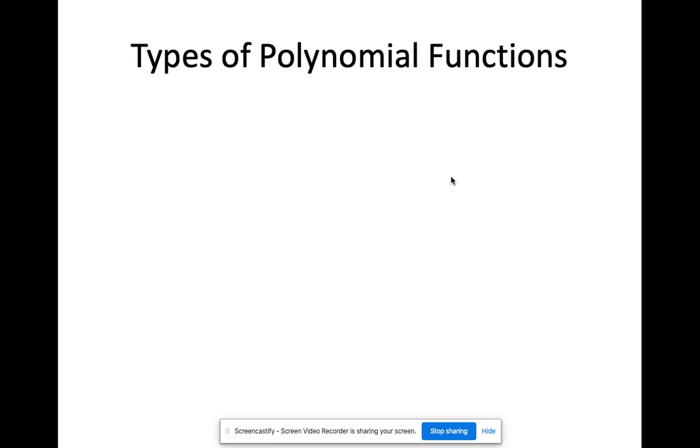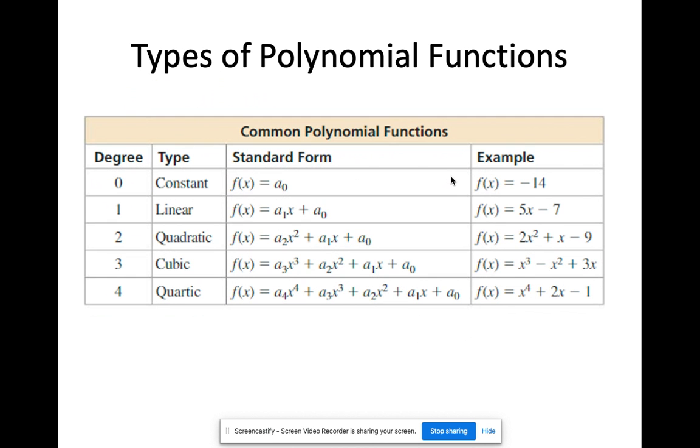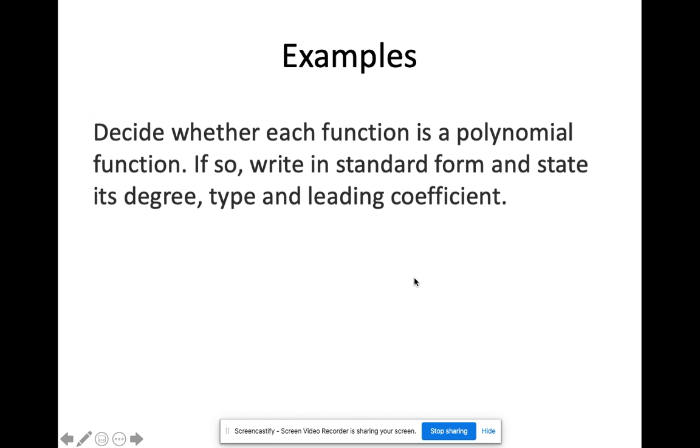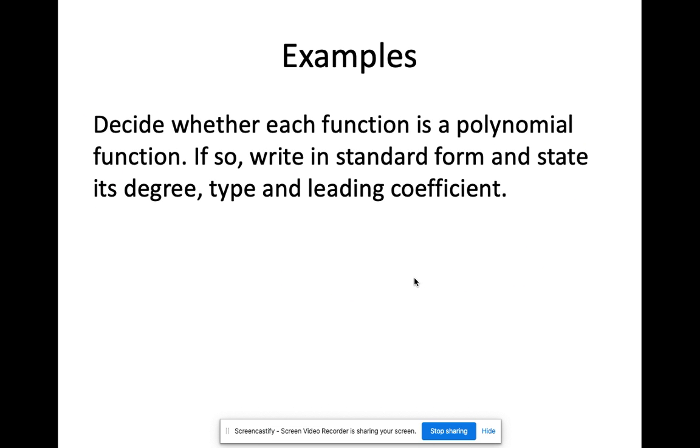Okay, so these are basic types. We have the constant, linear, quadratic, which we have been discussing. Then we have now cubic and quartic. And these are the examples, okay? So let's have an example. Decide whether each function is a polynomial function. If so, write in standard form and state its degree, type, and leading coefficient, okay?